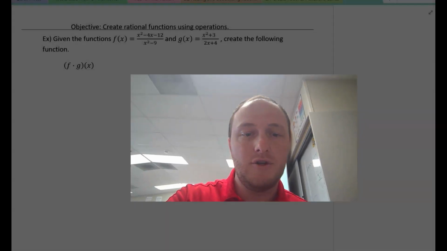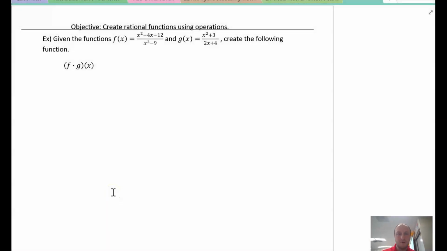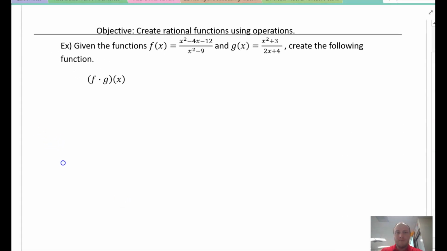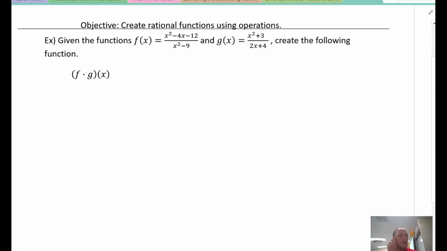Okay, so without further ado, here is the first example. We are asked to create the rational function with given operations, and given the function f of x and g of x, create the following function. So they want f times g of x. Plain and simple, what they want us to do is to multiply f of x with g of x.